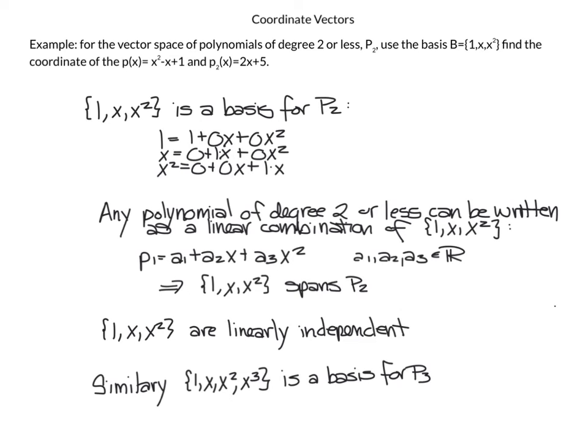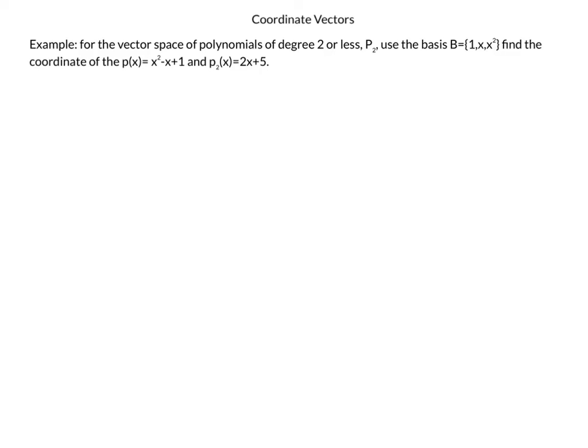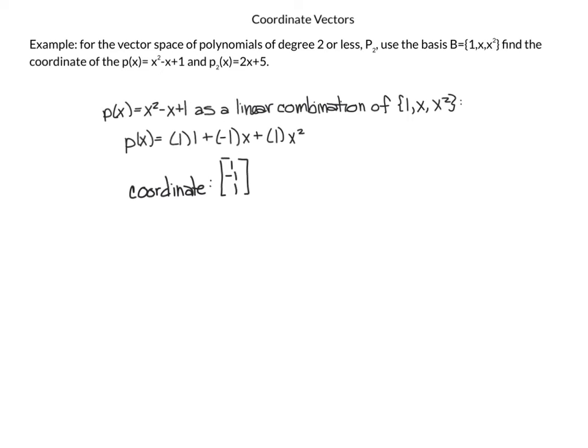And just as in Rn there are other bases than the standard bases, in P2 there are other bases than the standard basis that we looked at. And now our two problems of writing the coordinates of p of x and p2 of x are fairly straightforward. Writing our first polynomial x squared minus x plus 1 as a linear combination of our basis vectors 1, x and x squared, I have 1 times our first basis vector 1, negative 1 times our second basis vector x, plus 1 times our last basis vector x squared.